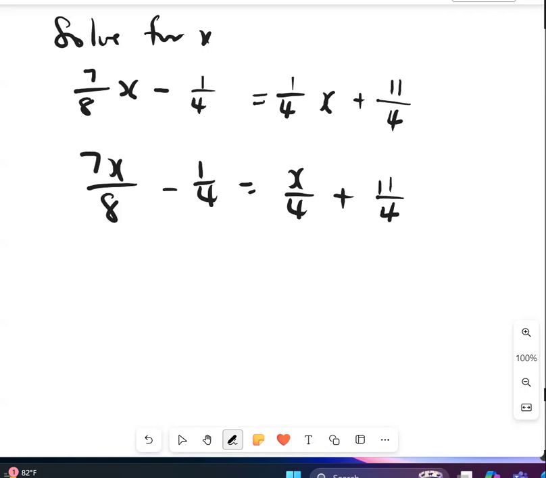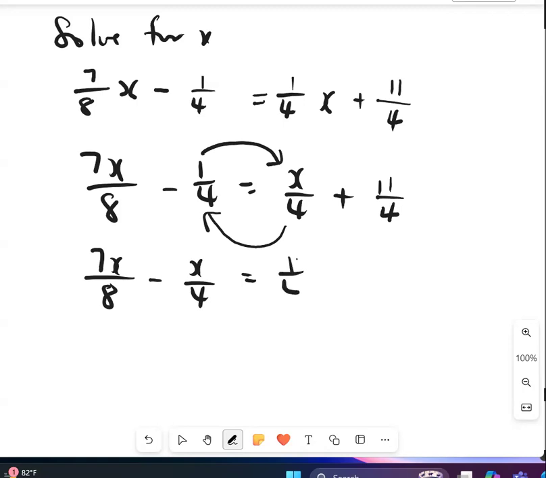Again, you can do this in more than one way. You can bring all the x's together: bring this over here, take this over here. You have 7x over 8 minus x over 4 equals, bring this quarter over here, the positive, a quarter plus 11 over 4. So you can find the LCM here. LCM is 8. 8 into 8, 1, 8 by 7x is 7x, minus 4 into 8, 2, 2 times x is 2x.